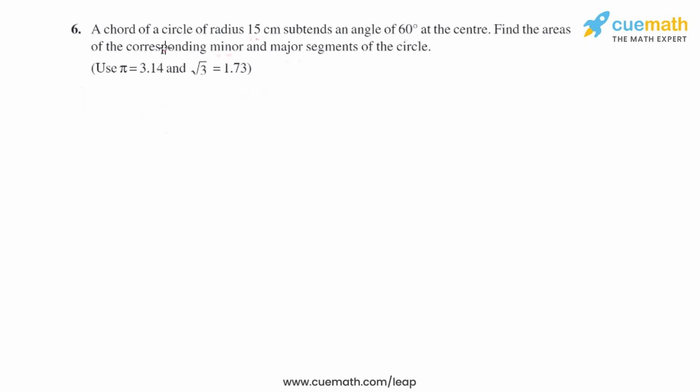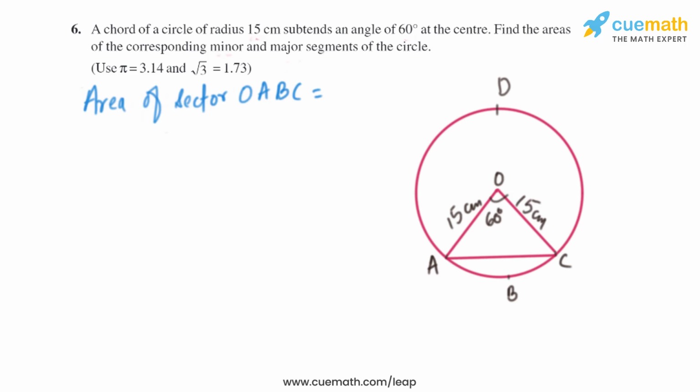Question 6 of this exercise says the chord of a circle of radius 15 cm subtends an angle of 60 degrees at the center. Find the areas of the corresponding minor and major segments of the circle. So let's find the area of the minor segment, that is ABCA.